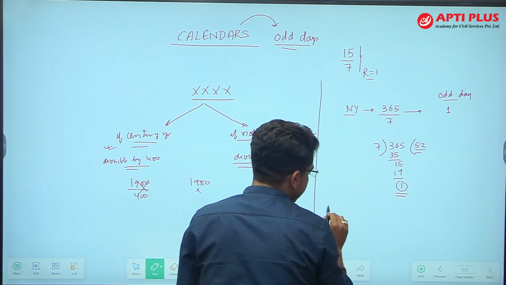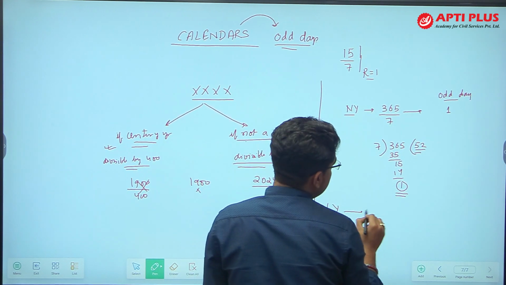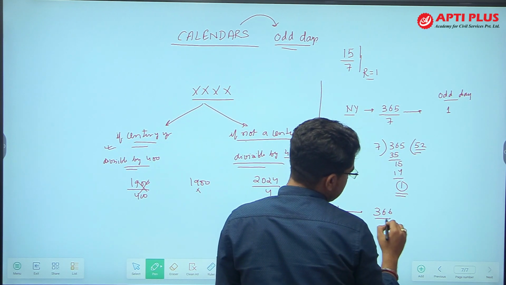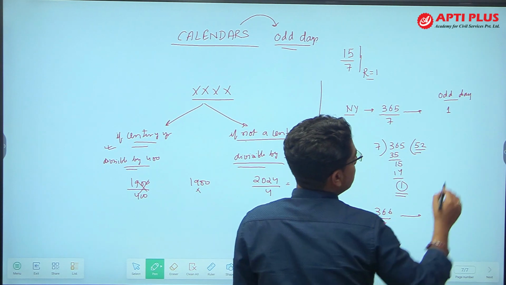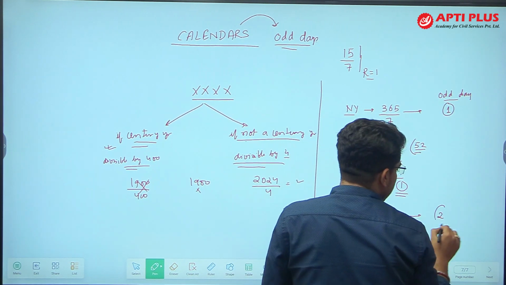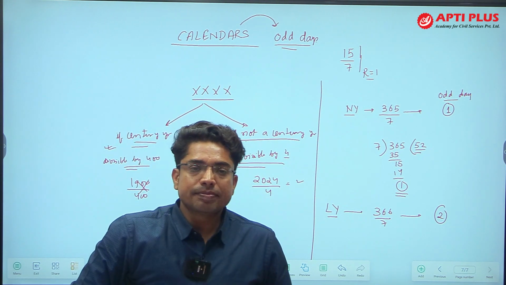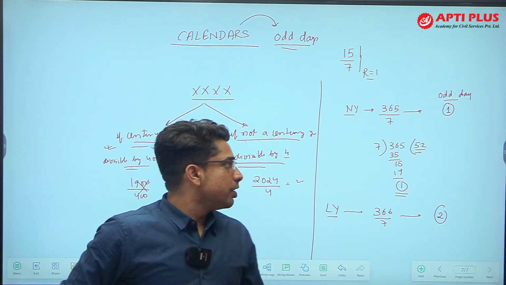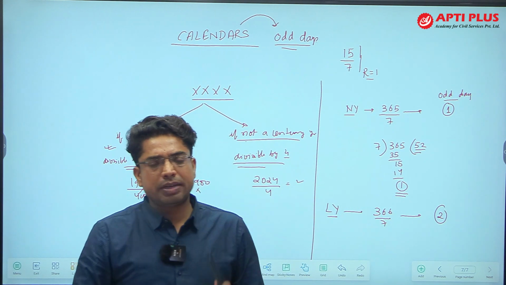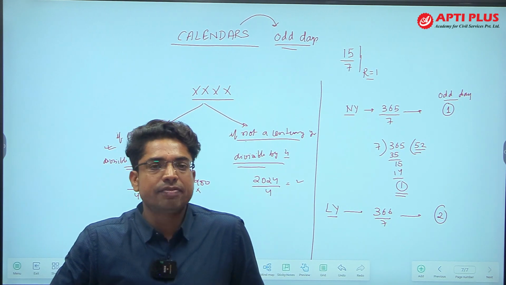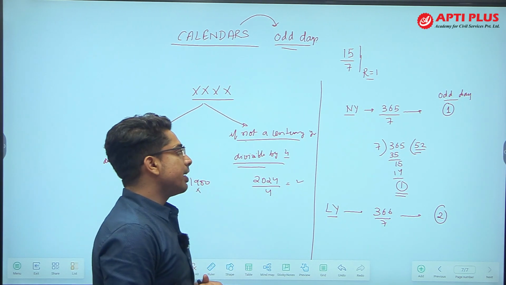And in the same way, if it is a leap year, LY stands for leap year, you know it has 366 days. So, 366 by 7 will give you 2 as a remainder, and hence we say that the number of odd days for a leap year is 2. Make sense? So, for a normal year it is 1, for a leap year it is 2. Very important, because this is what I will be needing when we start with the questions. Having said this, let us move ahead.